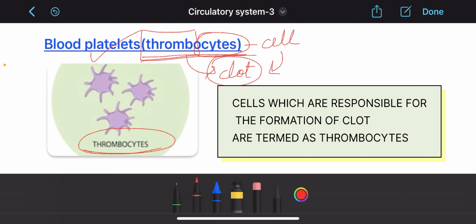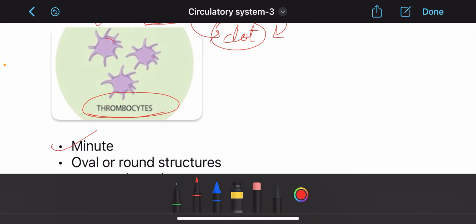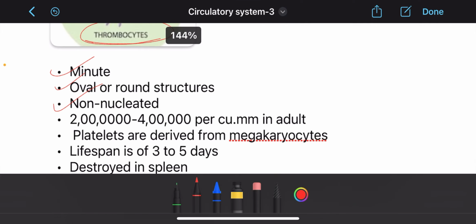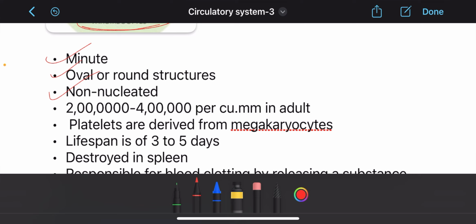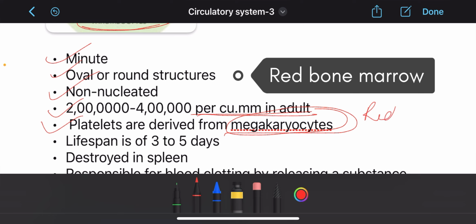Now from the image we can make out that these platelets are minute, very small, oval or round structures without a nucleus, so they are non-nucleated. There are about 2 lakh to 4 lakh platelets per cubic millimeter in adult blood. The platelets are derived from the large cells called megakaryocytes found in the red bone marrow.